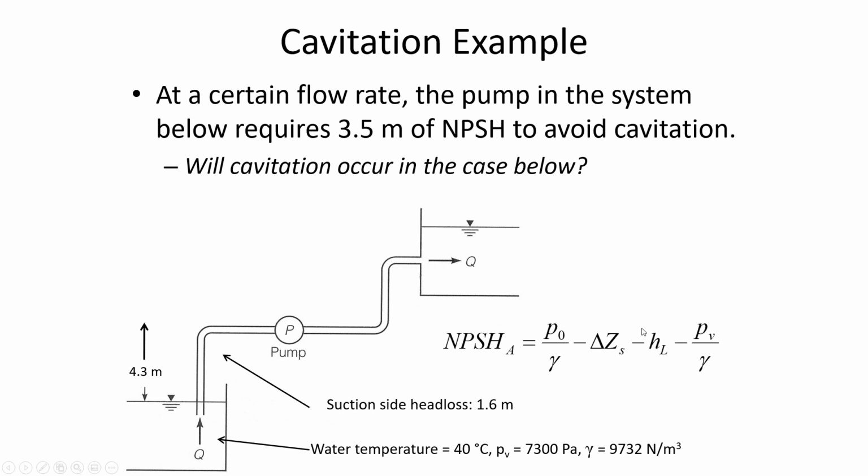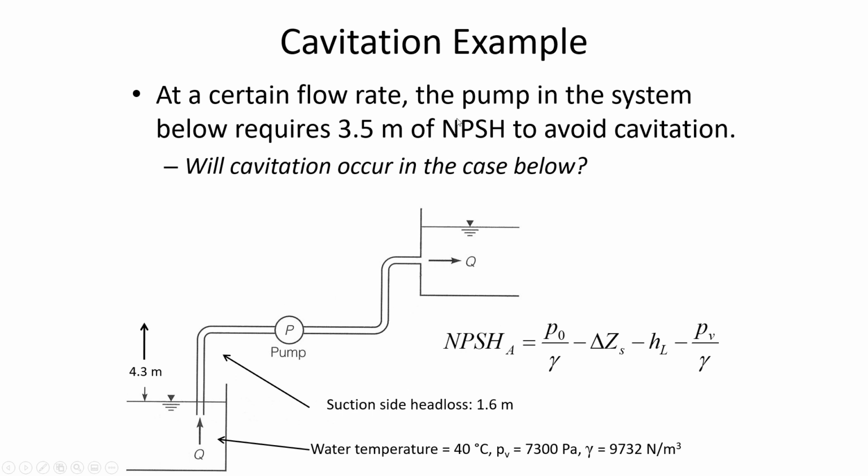And the same thing is true with the head losses. It's just the suction side head losses that you're going to be accounting for. So here in this example, I've told you what the water temperature is, and so from that given water temperature, we could look up the vapor pressure of water, the unit weight of water, and all those things are going to go into the NPSH available.